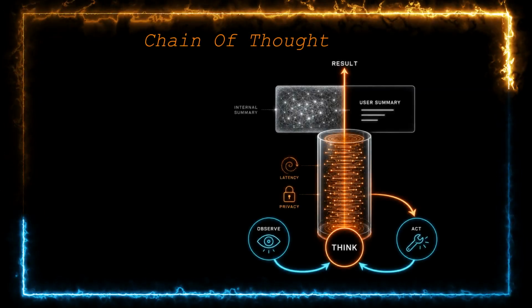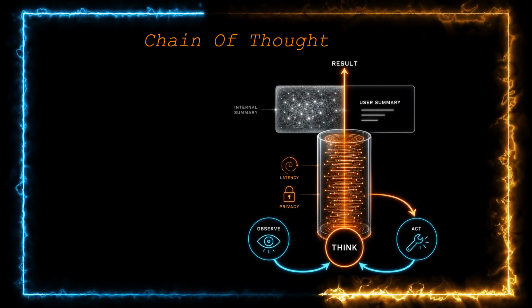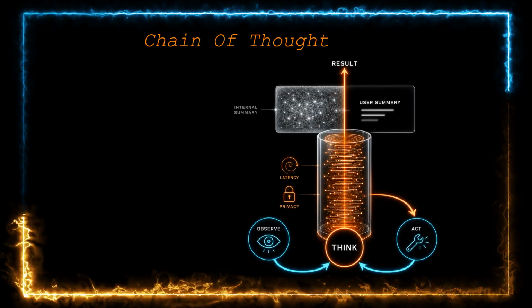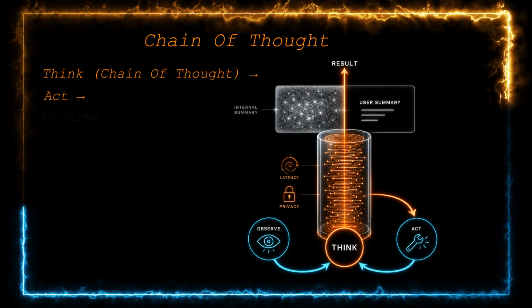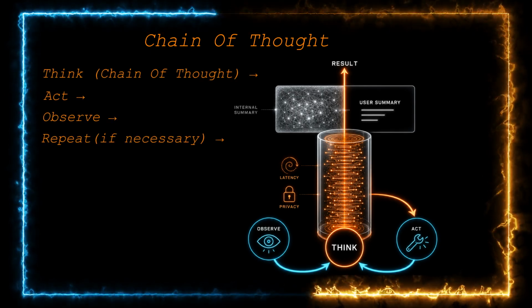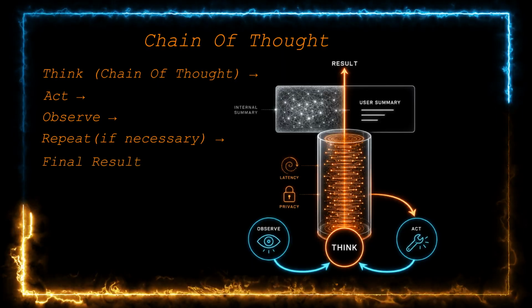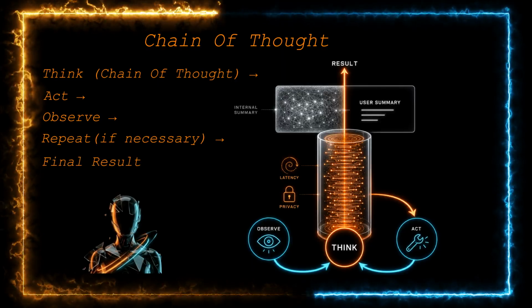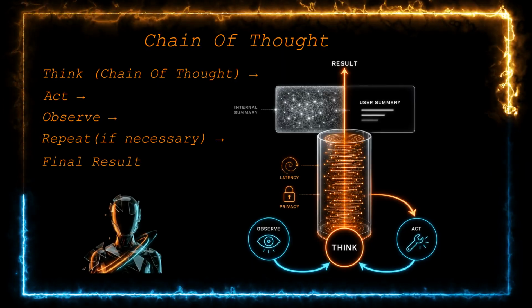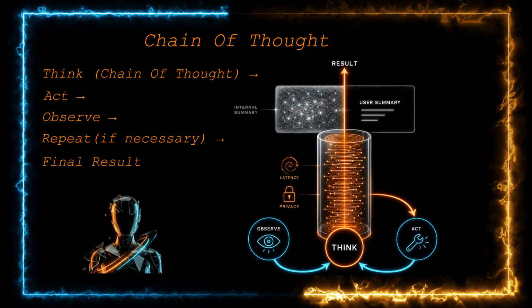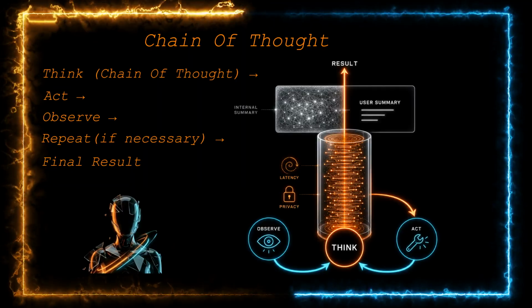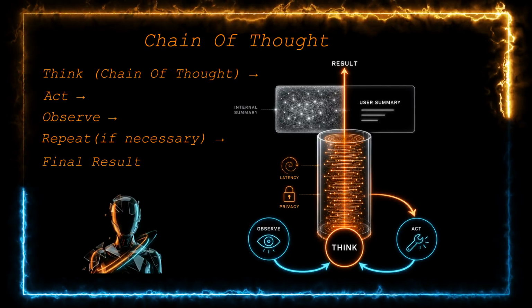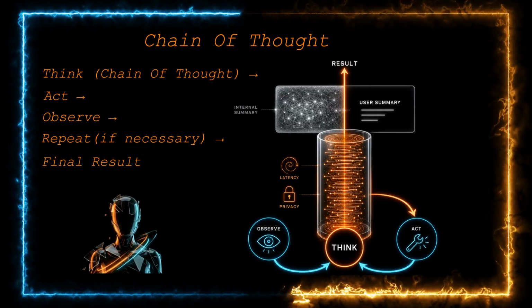Chain of thought plus ReAct means the agent uses more explicit reasoning during the think step. The loop is still think, to act, to observe, to repeat if necessary, to final result. But the thinking is more detailed. This can help with difficult reasoning, math, planning, or tool selection. The model breaks the problem down before deciding what action to take. The benefit is better accuracy on complex tasks.